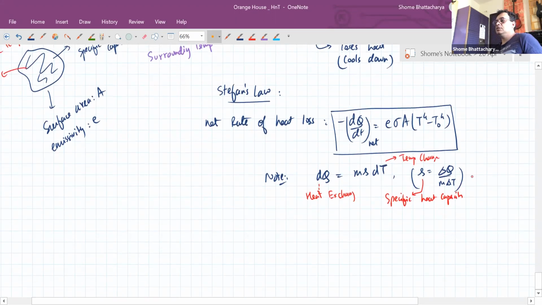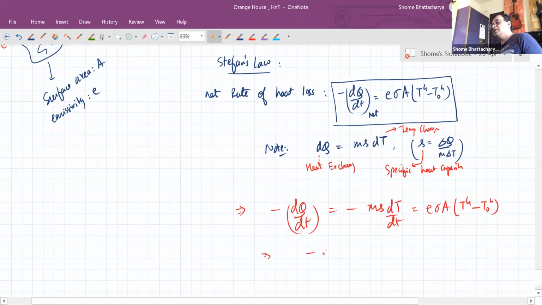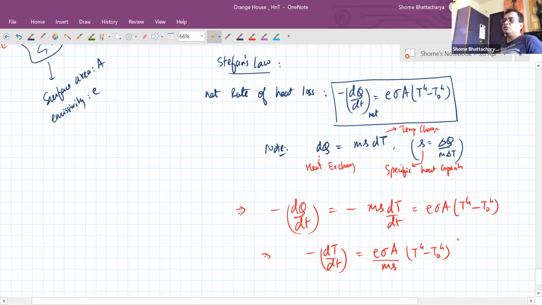Okay, so when we substitute this information here, minus dQ by dt becomes equal to minus of ms. That gives us the relation that the rate of cooling according to Stefan-Boltzmann law is quite different, because it depends on T to the power 4 minus T naught to the power 4. This part is a constant outside, but the relationship between the temperature of the surface and the temperature of the surrounding is not that it's directly proportional, but it's T to the power 4 minus T naught to the power 4.